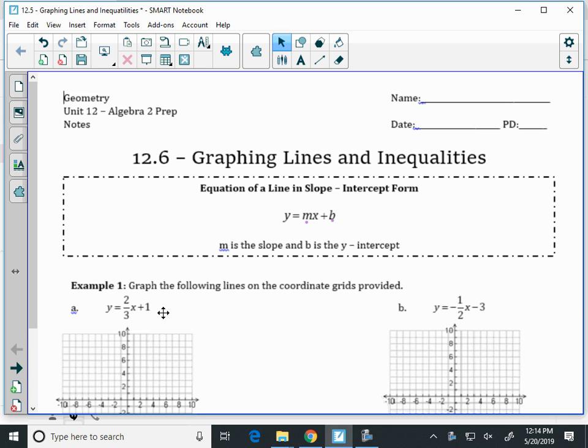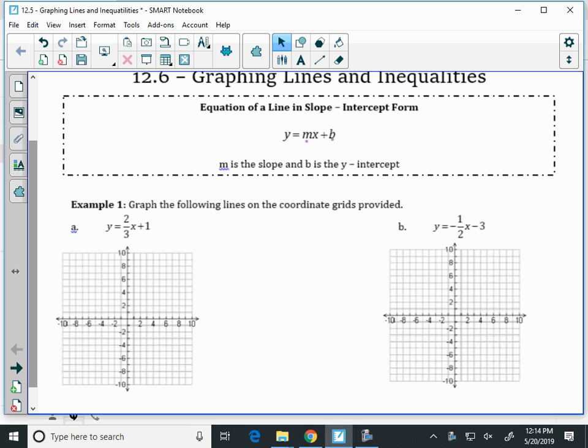Okay? So here we're going to graph the following lines. In A, we have y equals 2/3 x plus 1. So what I like to first do is identify what my m and what my b is. Again, m is the slope. It's the number in front of the x. What is the slope? 2/3. What's our b? What's the number in the back?